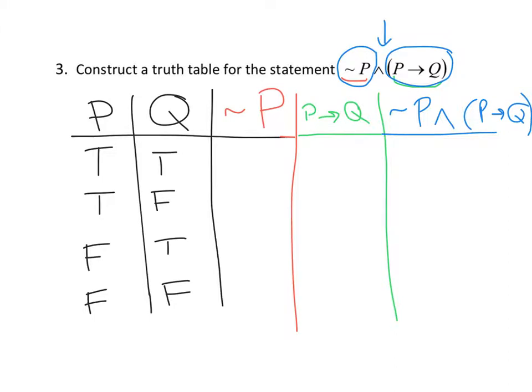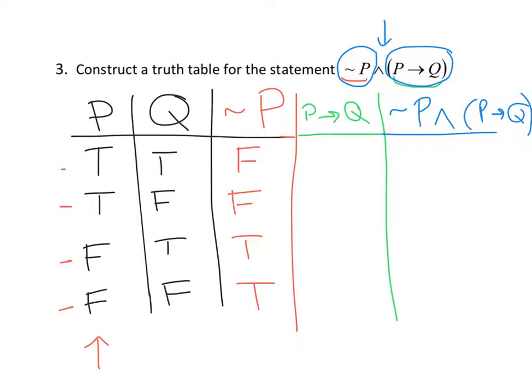Okay, so let's do our not P. So not P is going to be the negation of the P column. So whenever P is true, not P is false, and whenever P is false, not P is true. So here I have true, so that's going to be false. Here I have true, so I have false. Here I have false, so this is true. And here I have false, so this is true. So notice the not P column is the exact opposite of the P column. P was true, true, false, false. So not P was false, false, true, true. It's just the opposite of whatever P is.